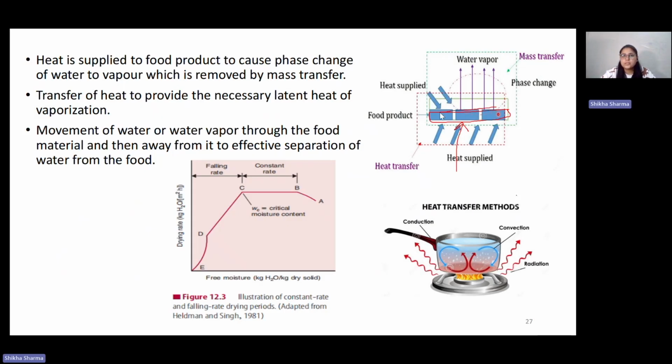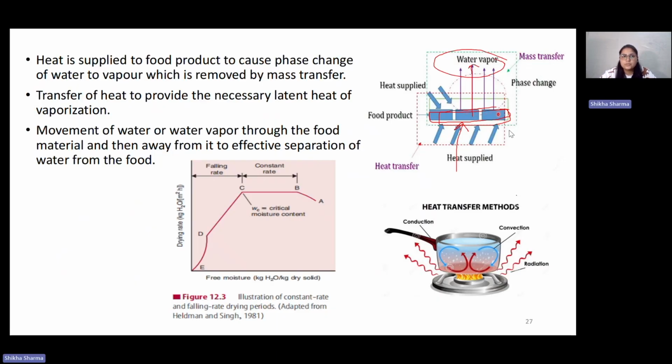Then the phase change in the food product is there, like from water. The water phase is going to convert from liquid phase water to the vapor phase, which is the gaseous form. This way, the mass transfer is going to be there.